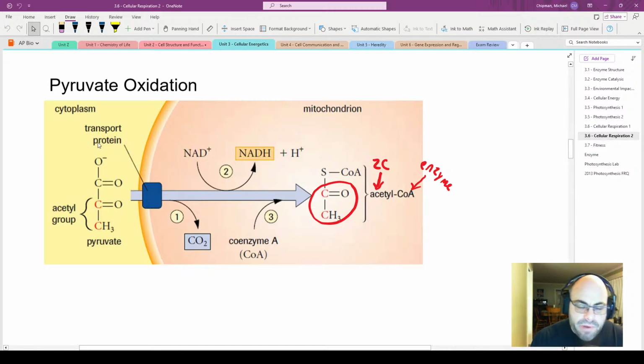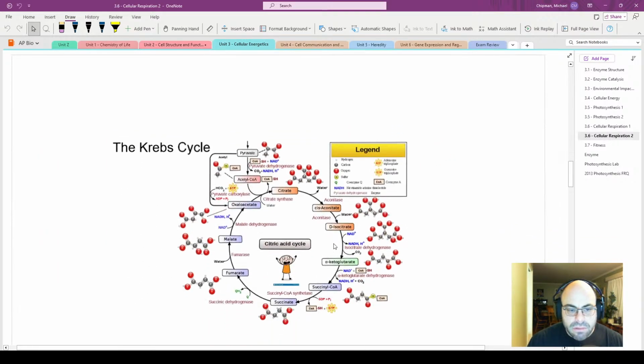But basically, what is pyruvate oxidation? The pyruvate has 3 carbons. It's going to lose one of those carbons as it's oxidized. Anytime a carbon is given off, it's given off as CO2, which is a byproduct of this reaction. Some NADH is going to be made, and then you have 2 carbons left, and this enzyme called coenzyme A is going to pick up those 2 carbons and put them on the merry-go-round. That merry-go-round is called the Krebs cycle. Here it is right here.